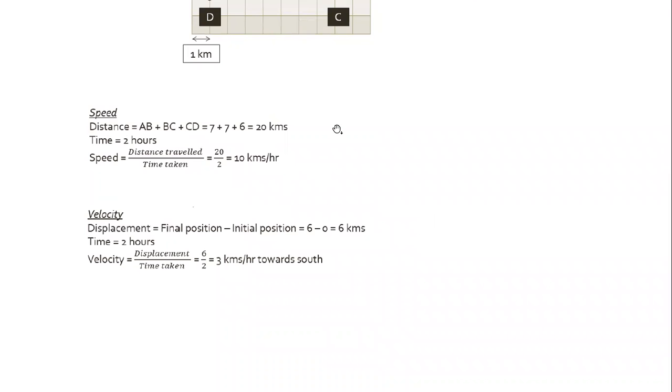Always remember, when you are writing the velocity, also mention the direction. So 3 kilometers towards south. Why towards south? Because which direction was he going in? South direction, right? A was here, D was here. So from A to D, which direction is it? It is the south direction. So always mention the direction. So velocity is 3 kilometers per hour towards south. Always mention the direction. All right.